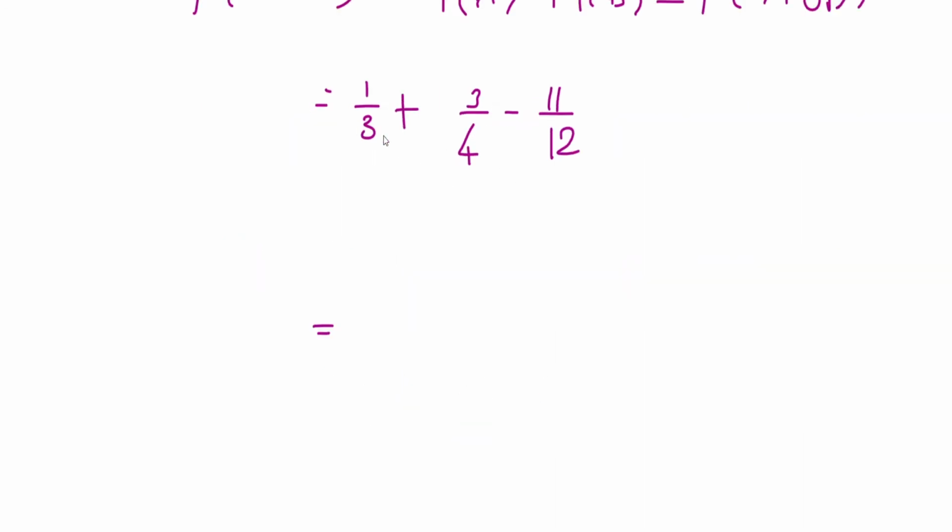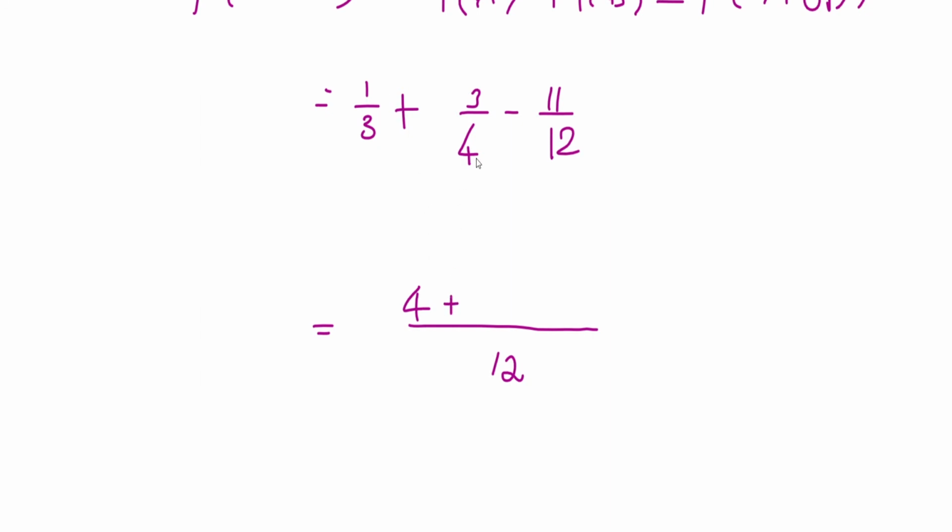Now add these three terms. Here the LCM is 12, so just write 12 in the denominator. See the first term: the denominator is 3 but the LCM is 12. To make it 12, we multiply 3 by 4, so multiply the numerator by the same number 4. So 1 into 4 is 4. The first term numerator is 4. Then plus.